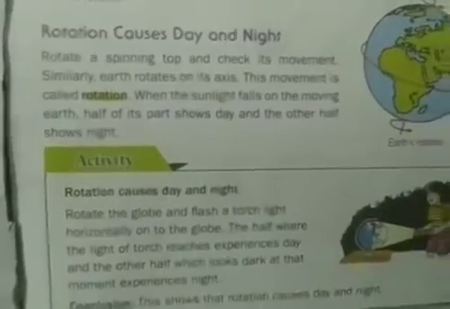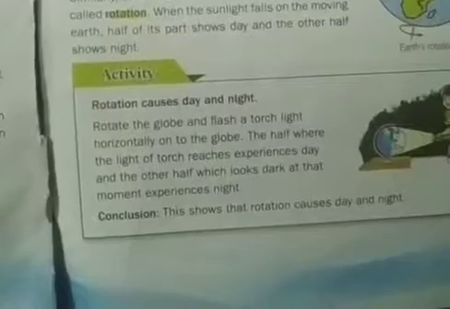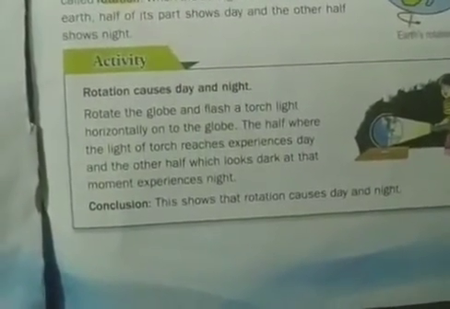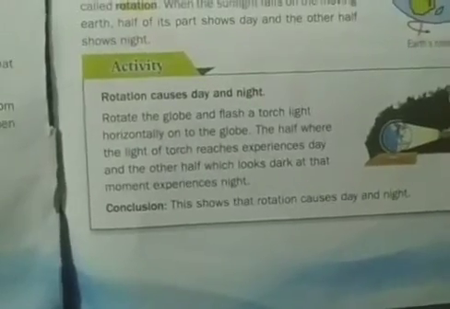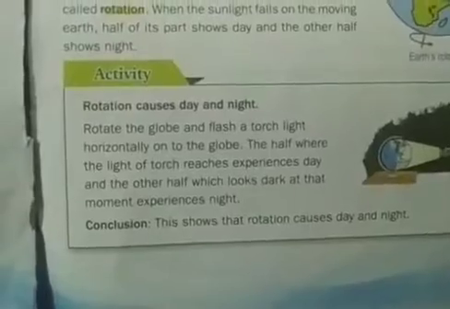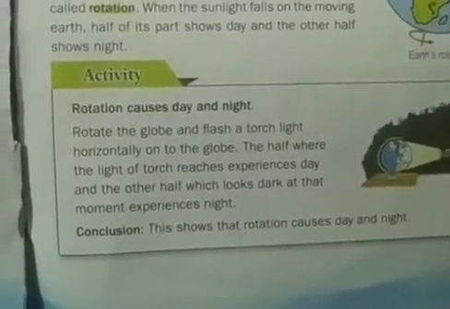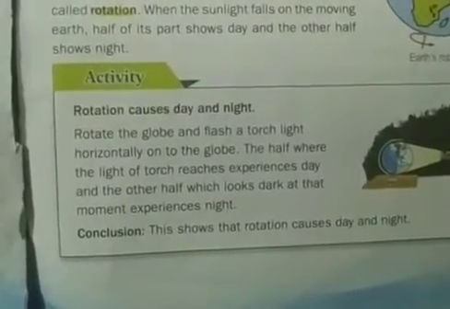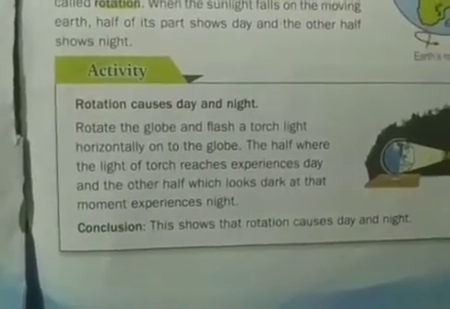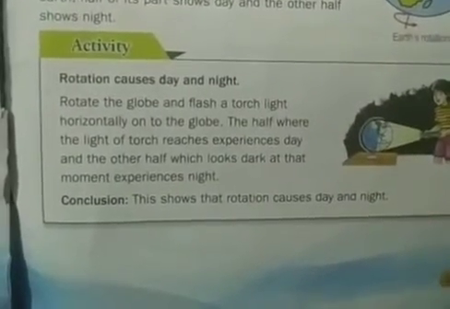So, one activity is given here. Rotation causes day and night. Rotate the globe and flash a torch light horizontally onto the globe. The half where the light of the torch reaches experiences day, and the other half, which looks dark at that moment, experiences night. Conclusion: this shows that rotation causes day and night.